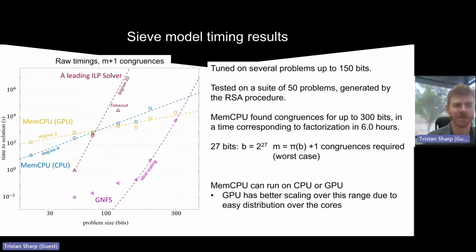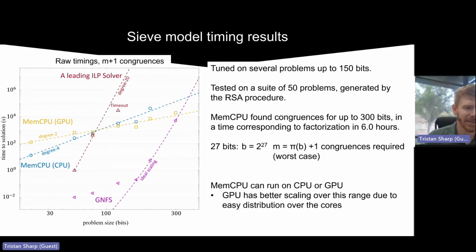We tuned on several problems up to 150 bits and tested on a suite of 50 problems generated by the RSA procedure. So MEM computing found congruences all the way up to actually 300 bits. And the time to find congruences, giving a factorization, is 6 hours. Now, for maybe semi-experts, the B smoothness was chosen to be 2 to the 27th. So yeah, this requires the pi(B) plus 1 congruences.